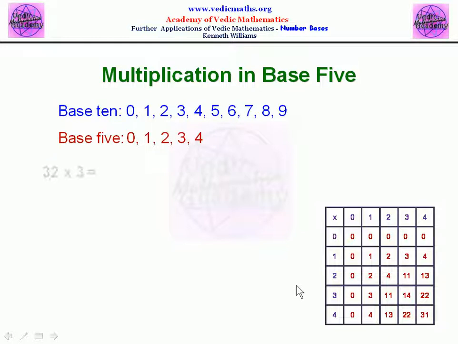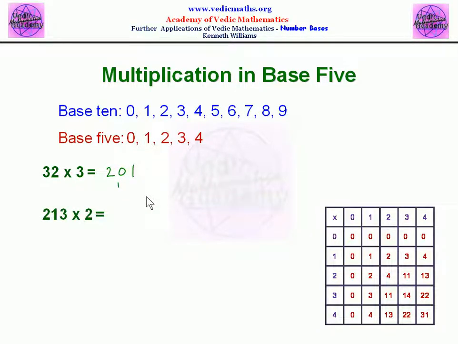So suppose you want to find 32 times 3 in base 5. We can use the table to work it out. The usual way, of course, is to start at the right and say 3 times 2. 3 times 2, according to the table, is 11. So we put down 1 and carry 1. 3 times 3, well, that's 14 in the table. 14, and we want to add 1 on. Well, if you add 1 on to 14 in base 5, you're going to get 20. So we get 201.